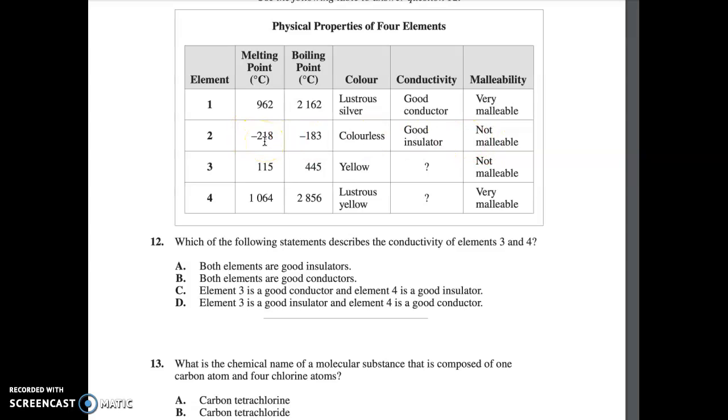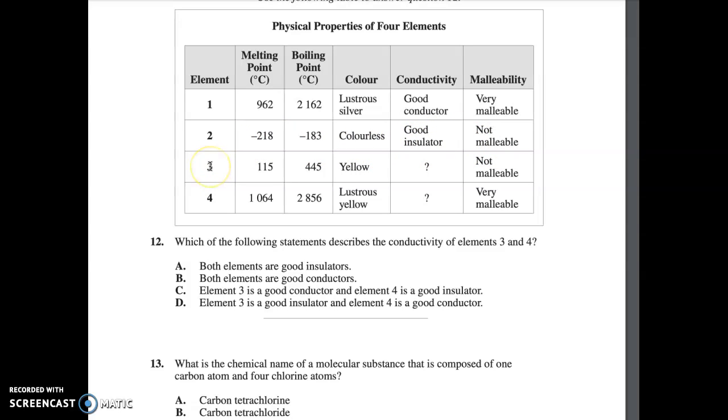If your melting point is at minus 218 and your boiling point is at minus 183, that's for sure going to be a gas at room temperature, right? And until it's like minus 182, it will be a gas. Okay, then it will melt, or then it will, what's that called? Condense. Okay, then it'll condense into a liquid. So it's colorless, it's a good insulator, probably like oxygen, something like that, not malleable.